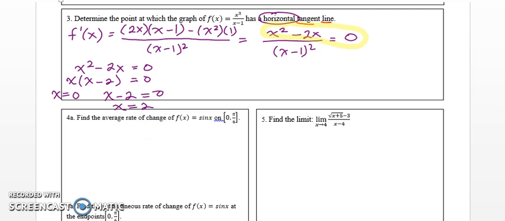So x equals 0 and x equals 2 are the two points at which f of x will have a horizontal tangent line. To find the exact points, we need to plug each of these right back into f of x. Plugging x equals 0 and x equals 2 into f of x, we get the points 0, 0 and 2, 4. I want to use Desmos again to show you graphically exactly what you're finding.